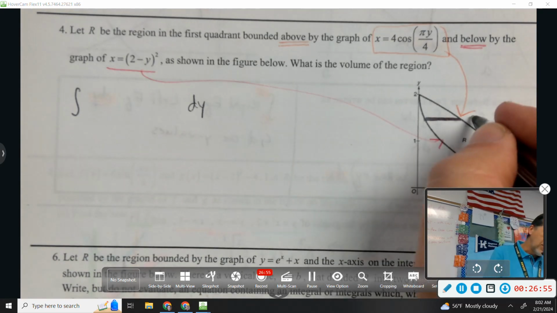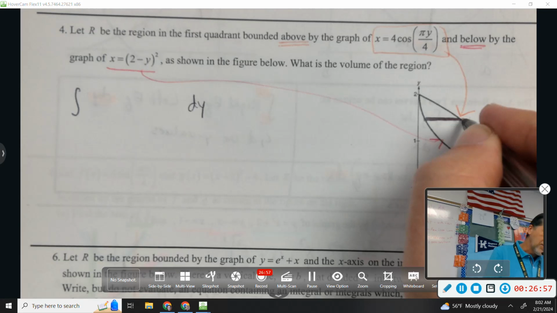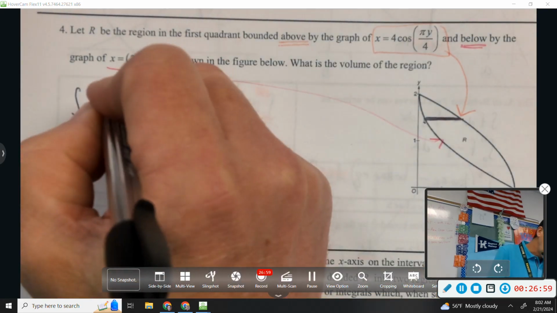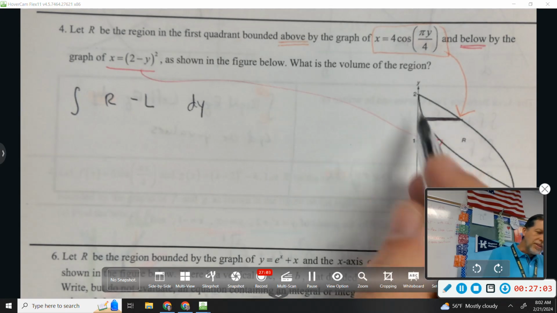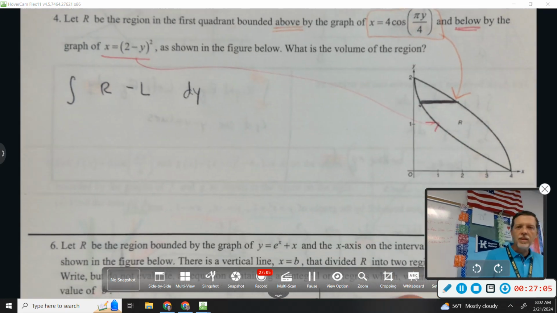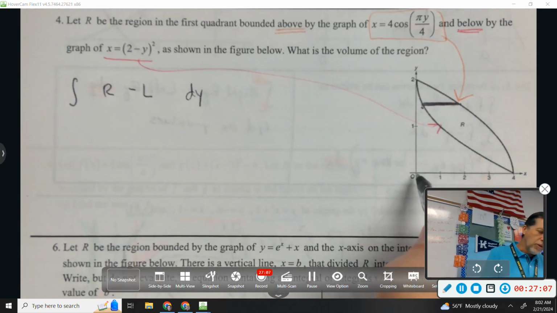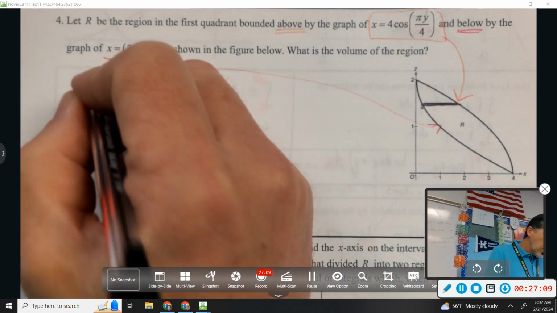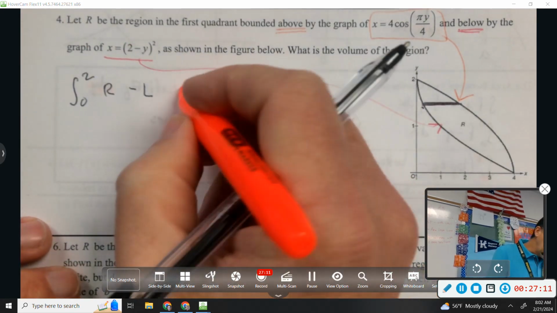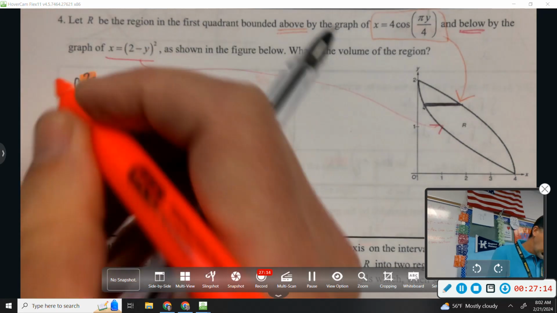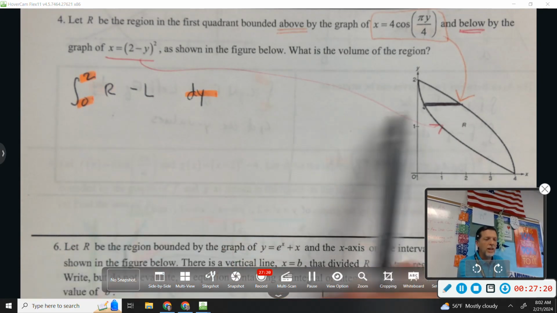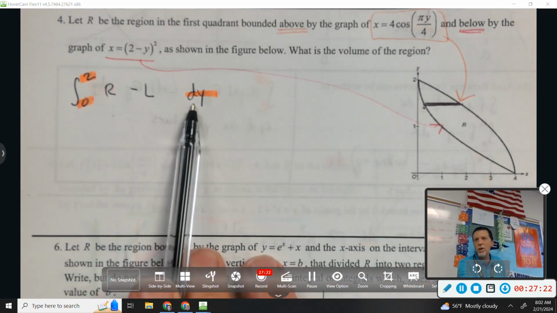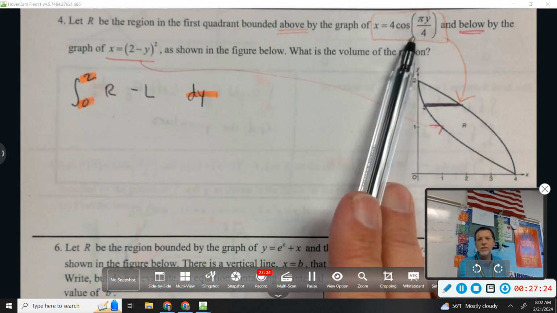So I need to do right minus left, and my limits need to be y limits, so not 0 to 4 but 0 to 2, because again, if I'm adding up dy, I've got to have y limits, and my equations need to be y equations, but that's part of how I knew this was a dy problem, is I've got y equations.